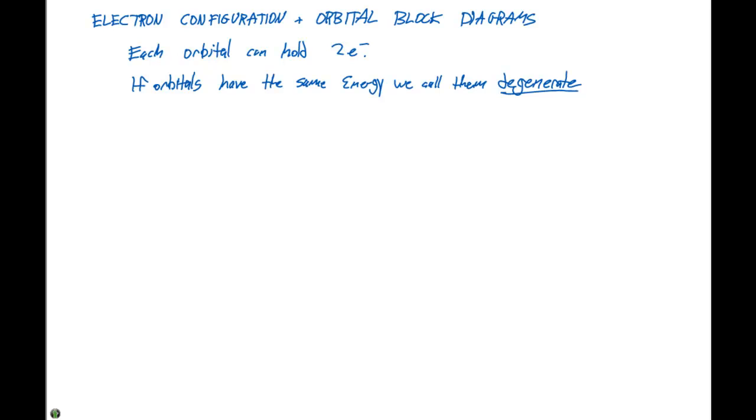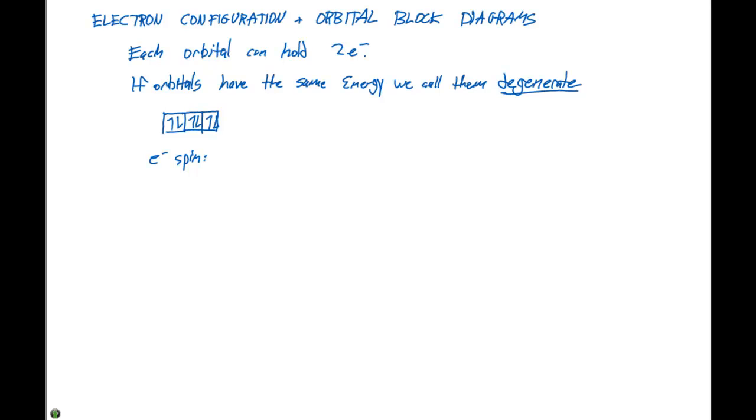So if we have a particular orbital that's either degenerate or has the same energy, we know from Hund's rule that electrons are going to spin up first, then they're going to go in spin down. So let's kind of talk about this electron spin a little bit more.